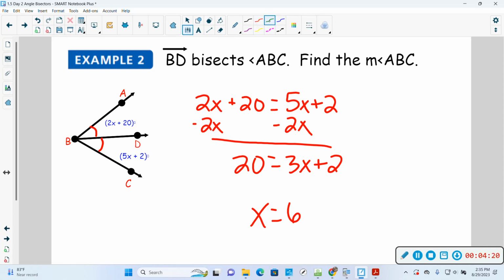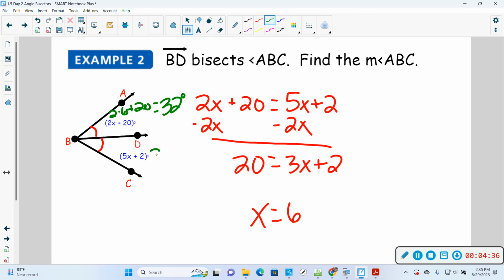All right, we can do that. So I'm going to plug 6 in. It doesn't matter which one. I don't know, let's do the top. I'm going to do 2 times 6 plus 20. 2 times 6, 12. What's 12 plus 20? 32. Now, with no work, what's this angle?